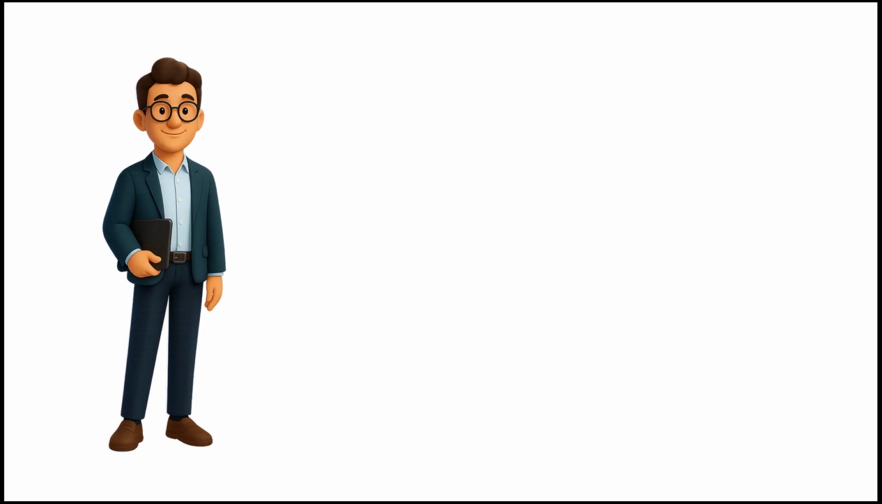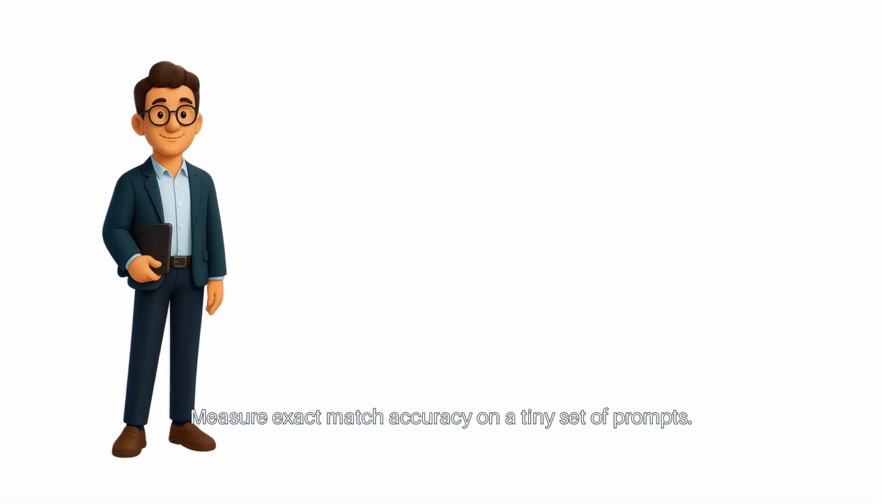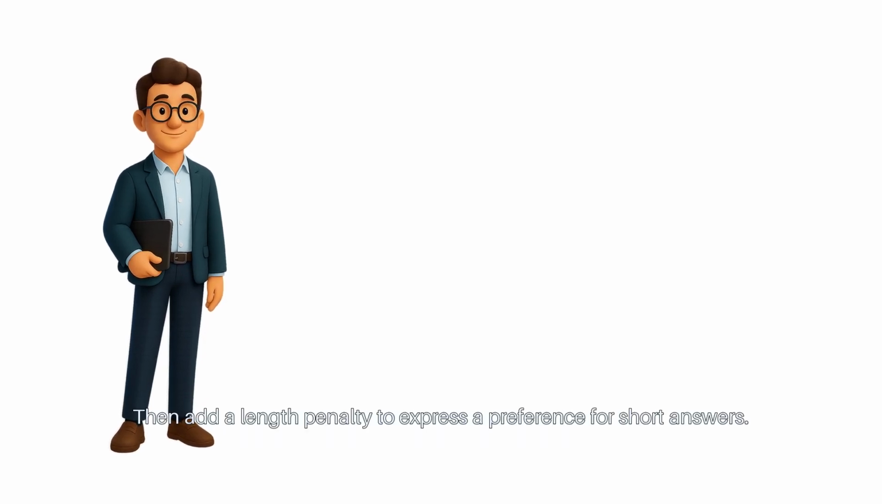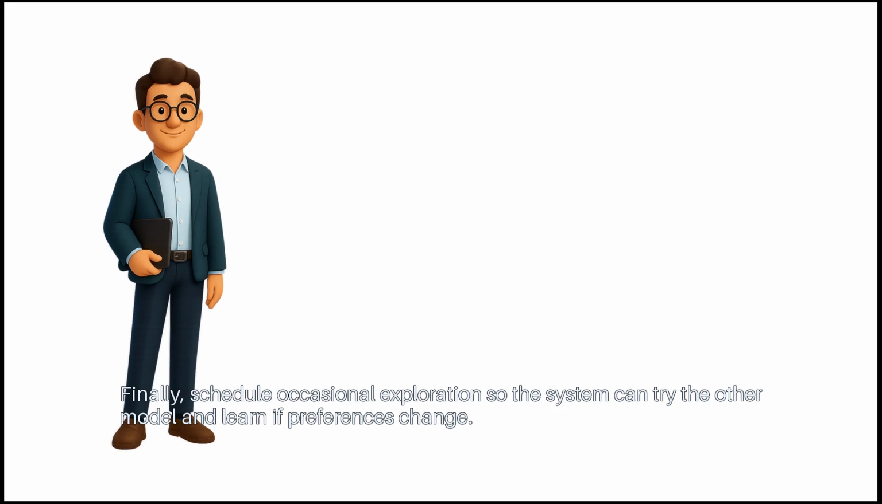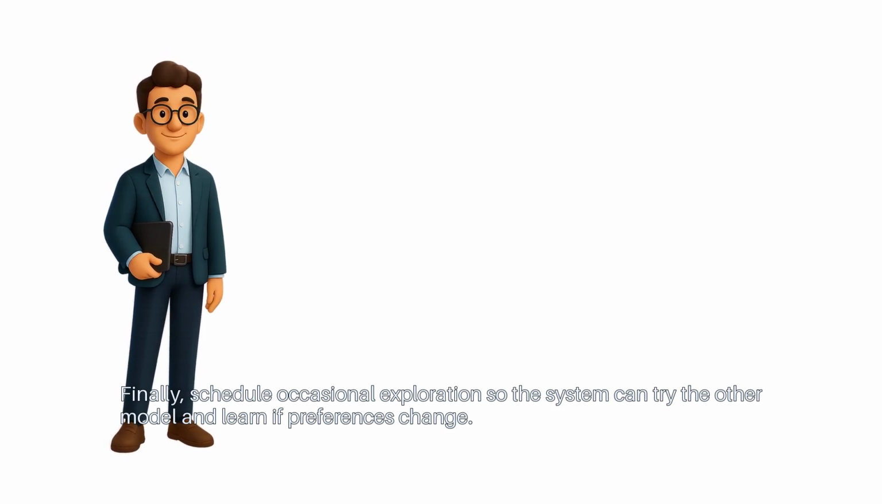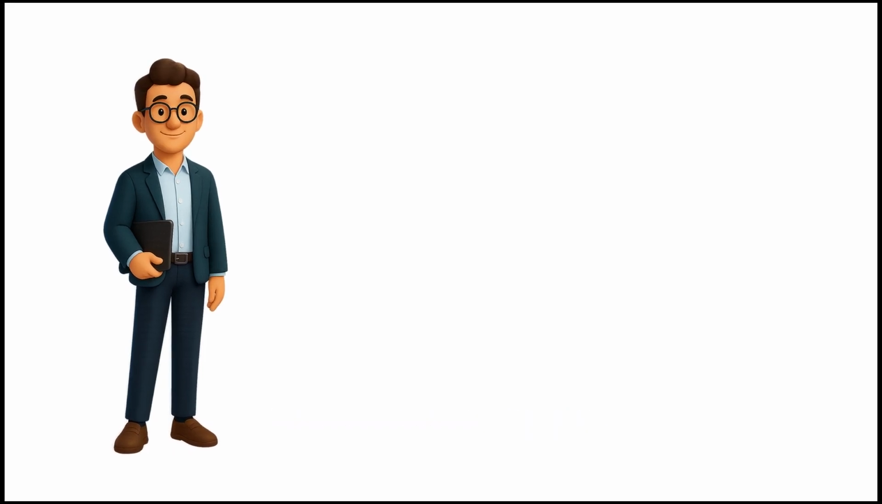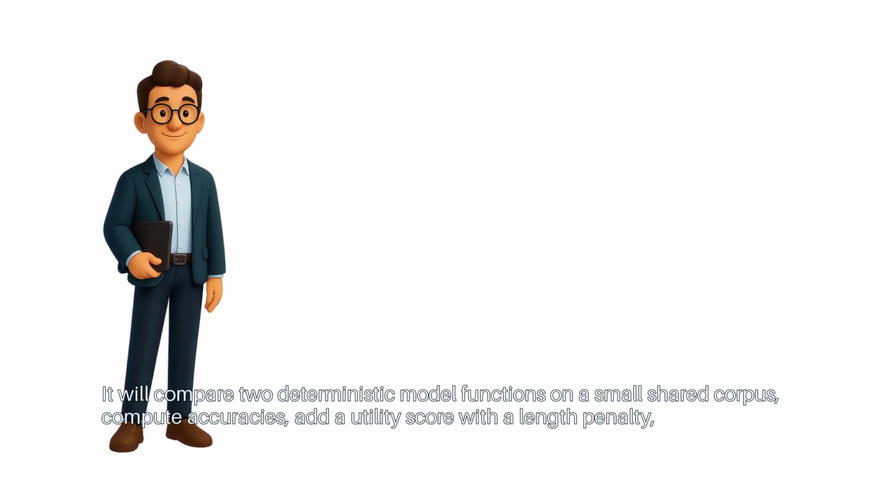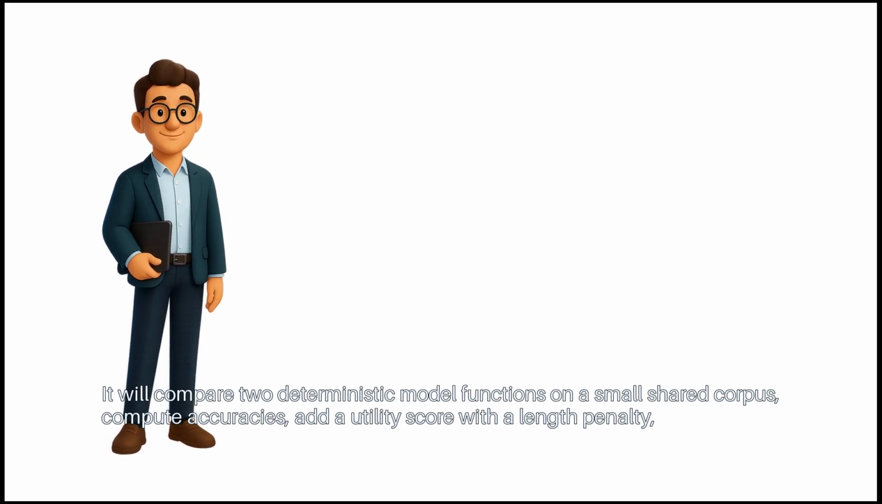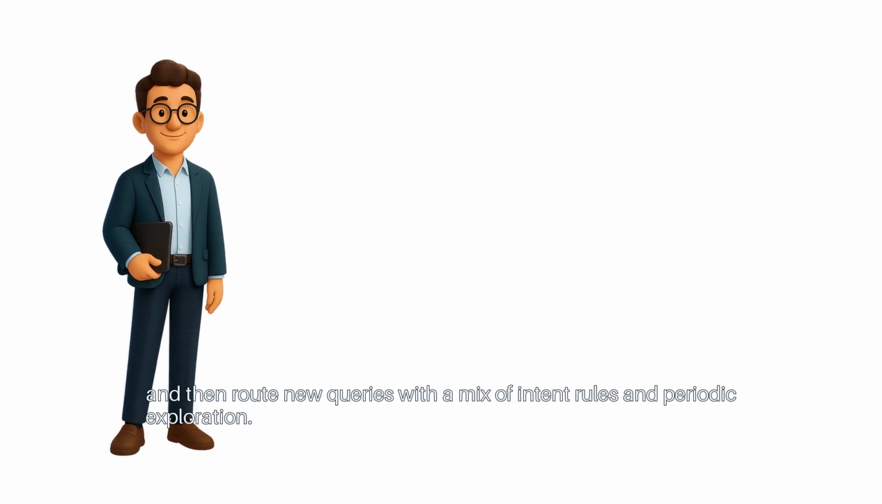We start simple. Measure exact match accuracy on a tiny set of prompts. Then add a length penalty to express a preference for short answers. Finally, schedule occasional exploration so the system can try the other model and learn if preferences change. We will build a tiny end-to-end demo. It will compare two deterministic model functions on a small shared corpus, compute accuracies, add a utility score with a length penalty, and then route new queries with a mix of intent rules and periodic exploration.